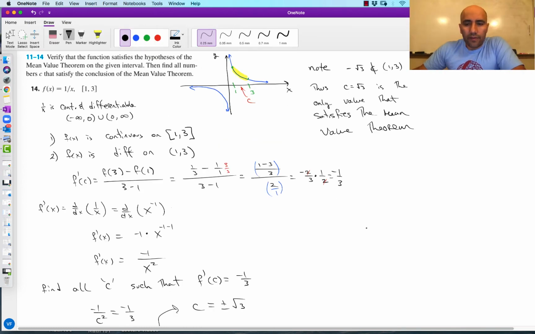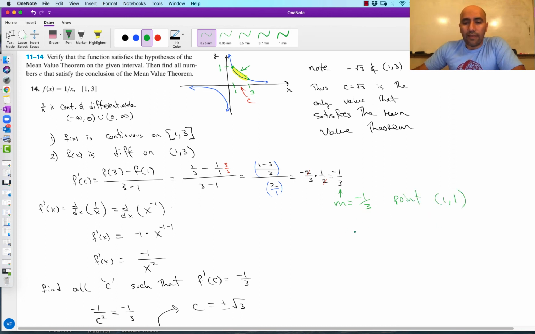Okay, so let's verify this with Desmos, but in order to do that, I want to find the equation of the line that connects the two endpoints of the segment we're interested in. We already found the slope. The equation of the line that connects them has this slope, m equals negative 1/3. And I also know that it goes through the point 1 comma 1 over 1, or just 1. So we have the point 1 comma 1.